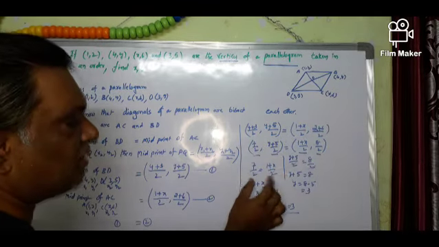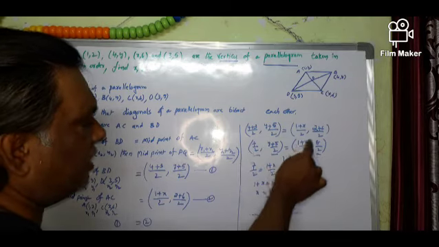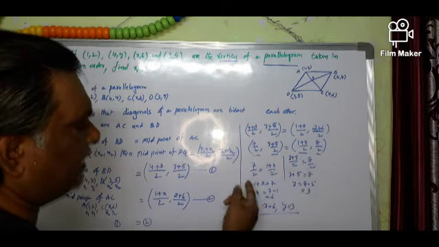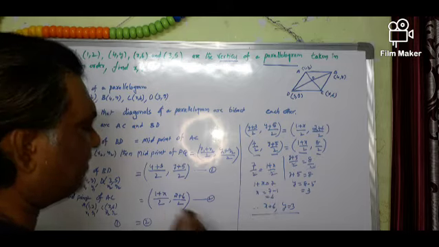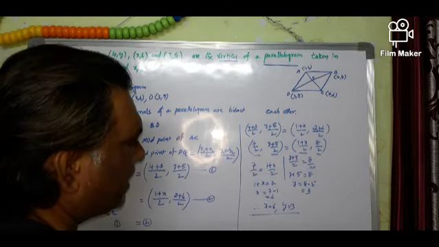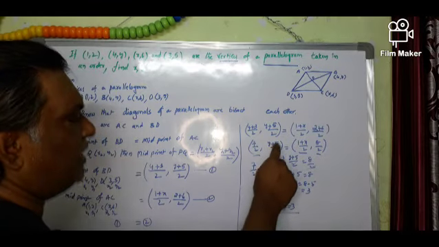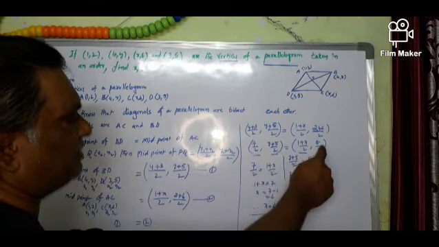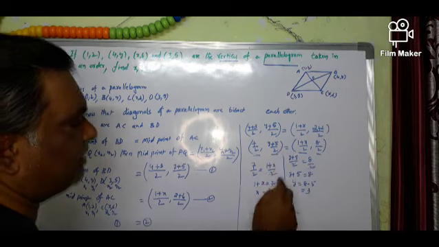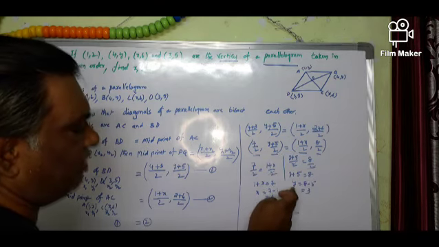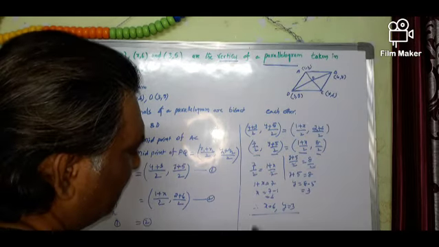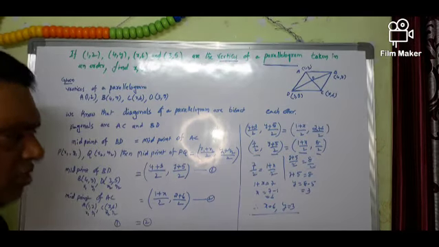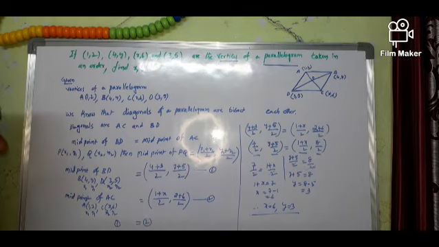X coordinates: 7 by 2 is equal to (1 plus x) by 2. 2 cancels, 7 is equal to 1 plus x, so x is equal to 7 minus 1, x is equal to 6. Here (y plus 5) by 2 is equal to 8 by 2. 2 cancels, y plus 5 is equal to 8, y is equal to 8 minus 5, y is equal to 3. So therefore x is equal to 6, y is equal to 3.